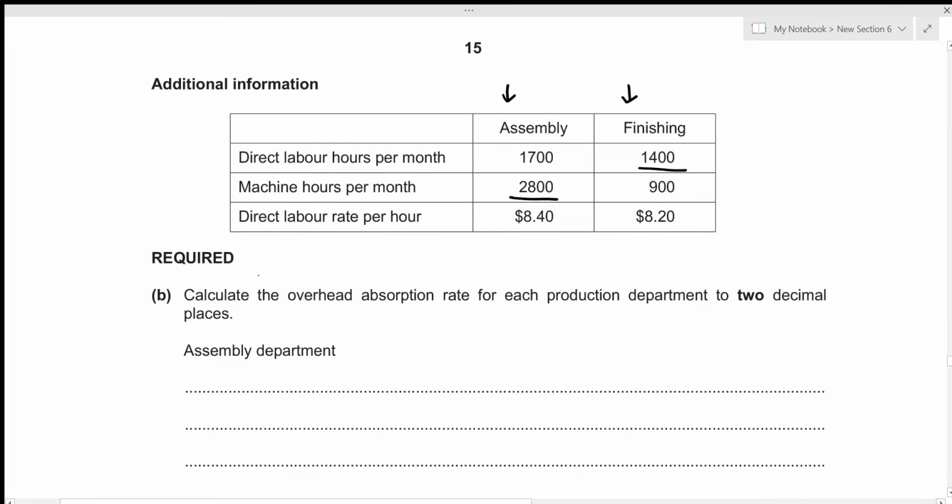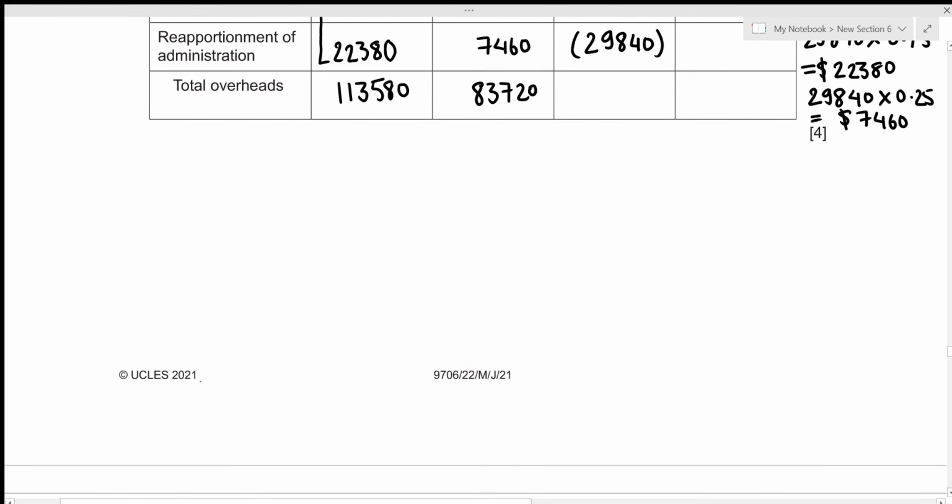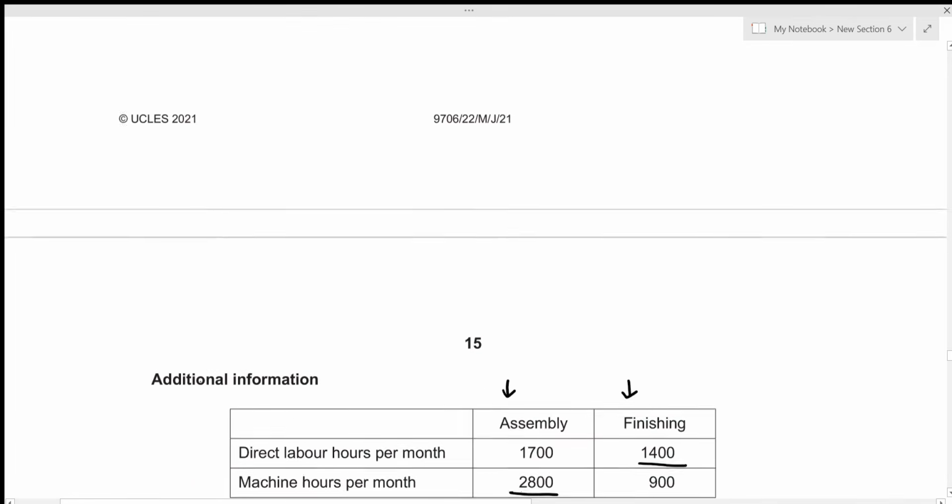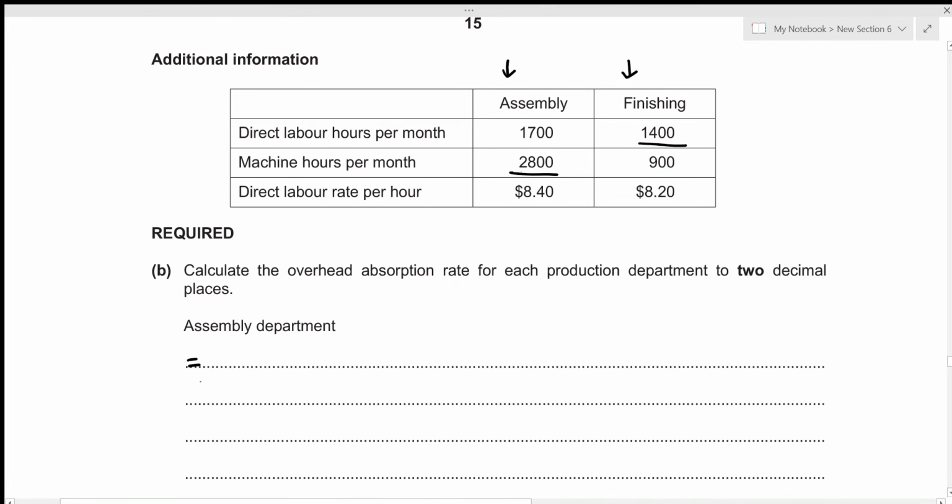All right. Now, in order to calculate the assembly department, we already figured it out to be based on the machine hours. So we need the total overheads that we calculated in the first part, which was 113,580. So that's the total overhead, and we will divide it by the machine hours per month. So that's just going to be 113,580 divided by the machine hours. So machine hours is 2,800.